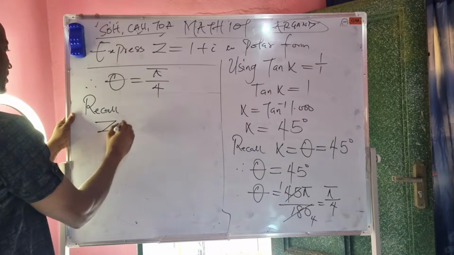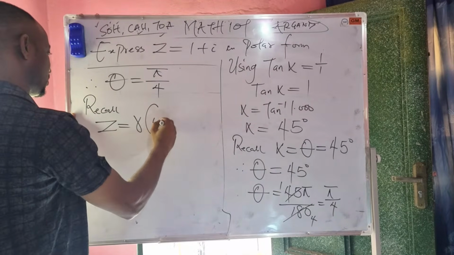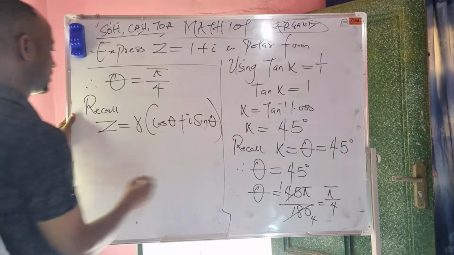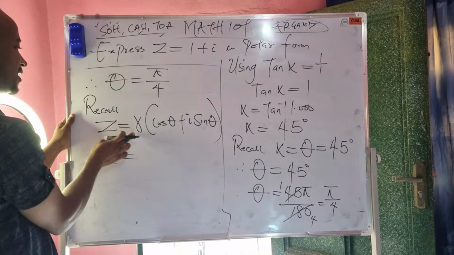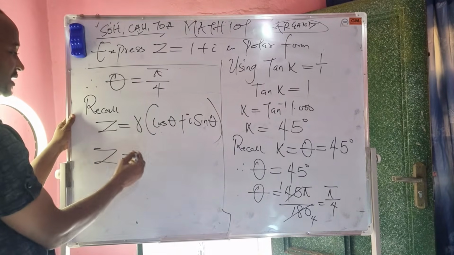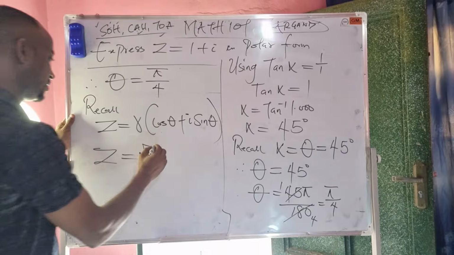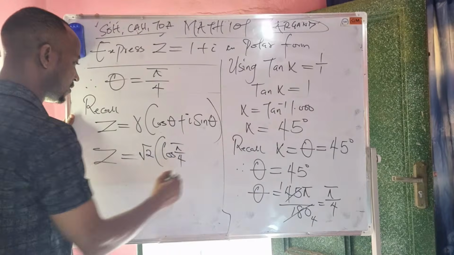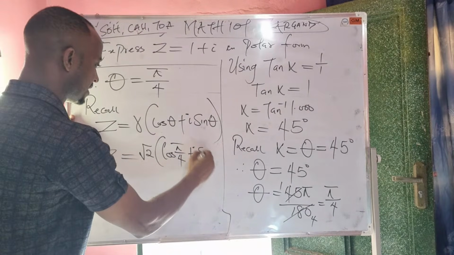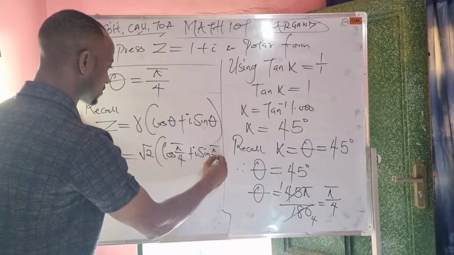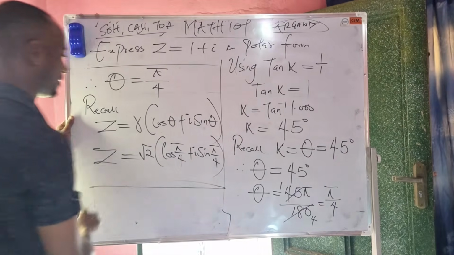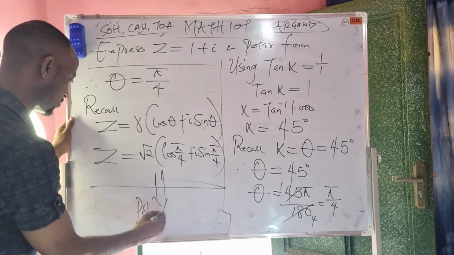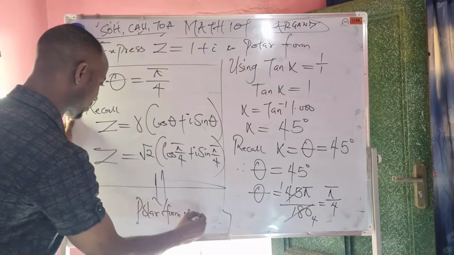Then recall, we are converting this to polar form. The polar form is r cos theta plus i sine theta. So our z equals root 2, since r is root 2, times cos of theta, which is pi over 4, plus i sine pi over 4. This is how to convert to polar form. This form is called the polar form of a complex number.